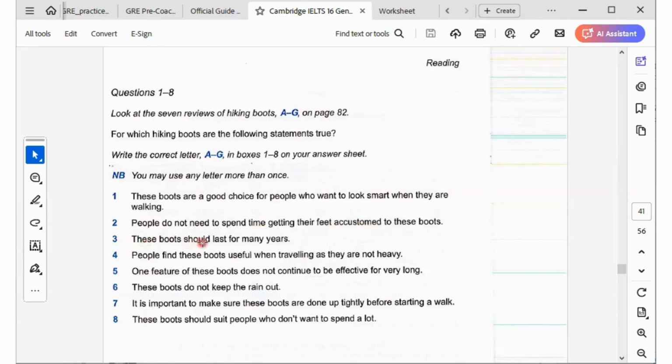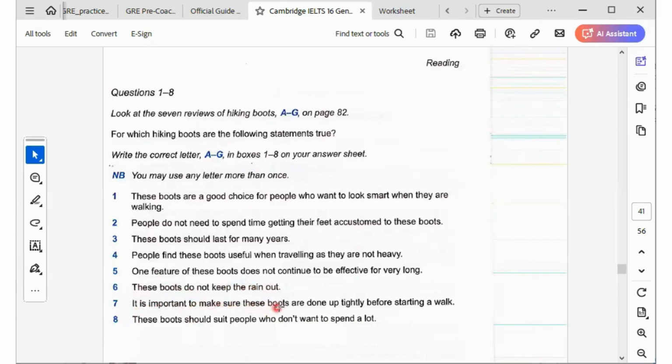Number 3, these boots should last many years. In other words, it will last for a long time. Many years is a keyword here. Number 4, people find these boots useful when traveling as they are not heavy. Not heavy is a keyword here. Traveling is also a keyword. Number 5, one feature of these boots does not continue to be effective for very long. That's another keyword. These boots do not keep rain out. The other was water can enter. That's the meaning. So keep rain out is a keyword here.